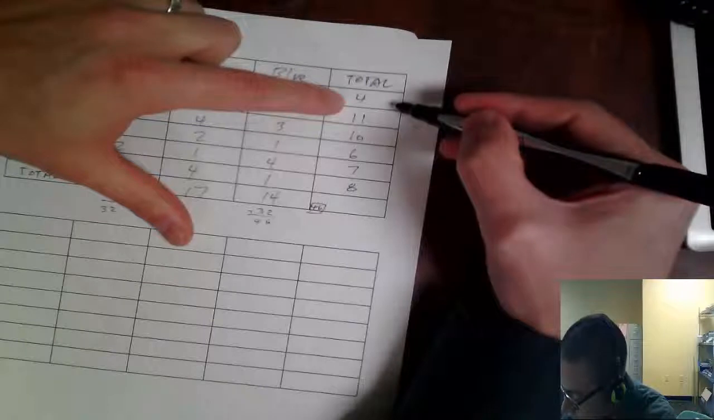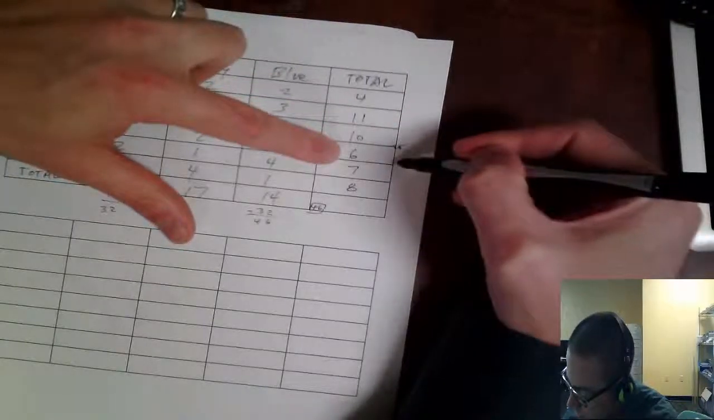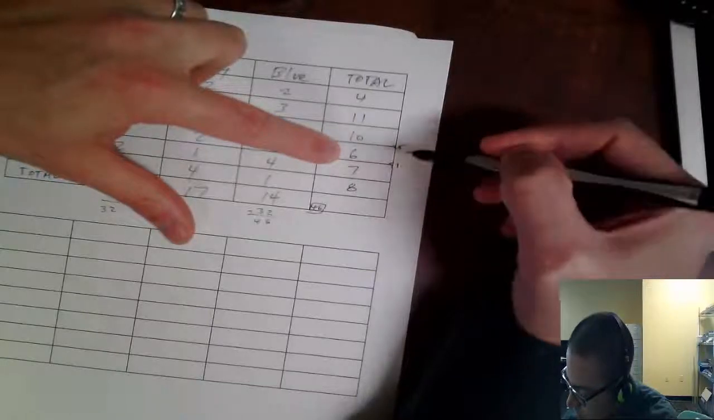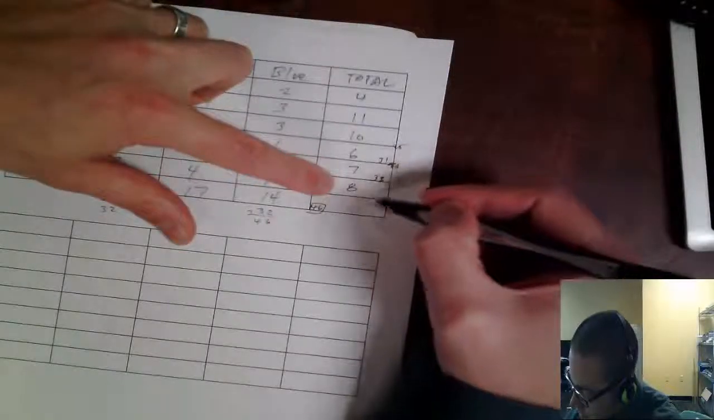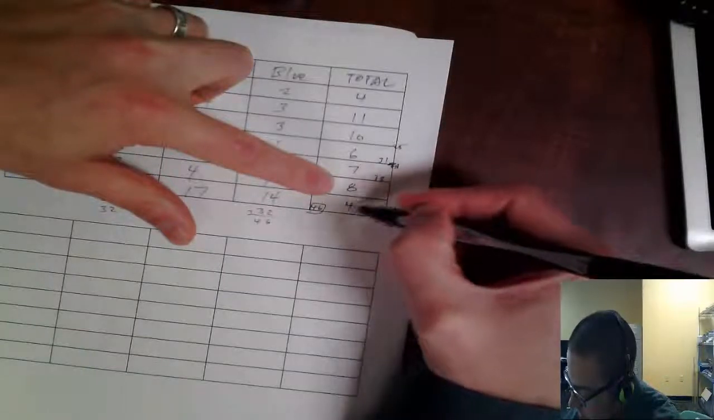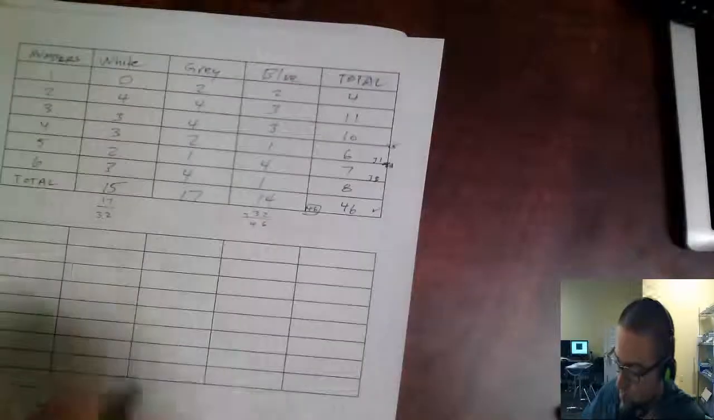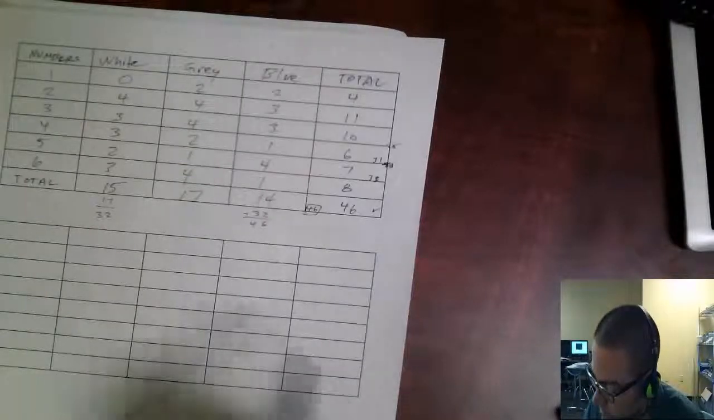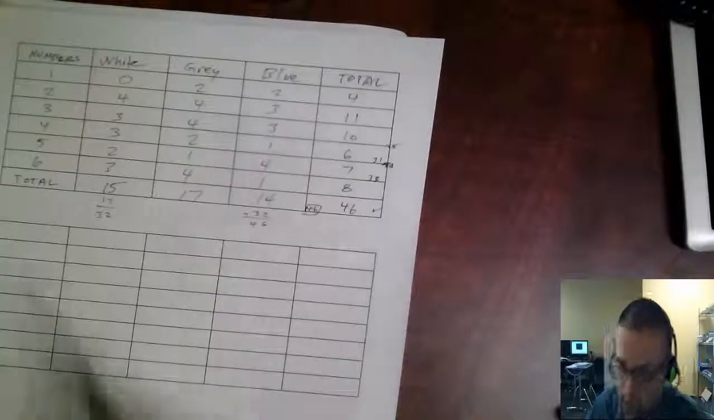So when I add this up, let's see, 10 plus 11 is 21, plus 4 is 25, plus 6 more would be 31, and then plus 7 will be 38. 38 plus 8 is 46. So that checks out. Okay, and then in the next video I'm going to analyze this data and give you percentages for each dice.